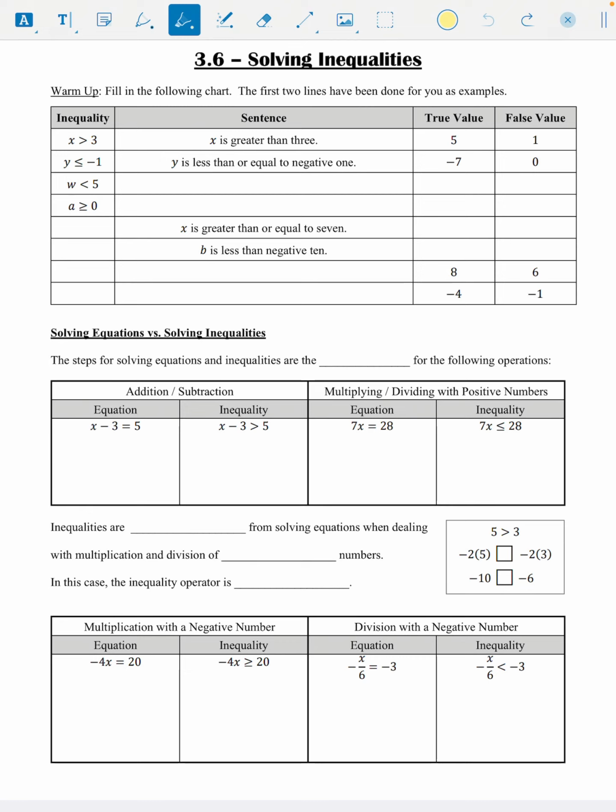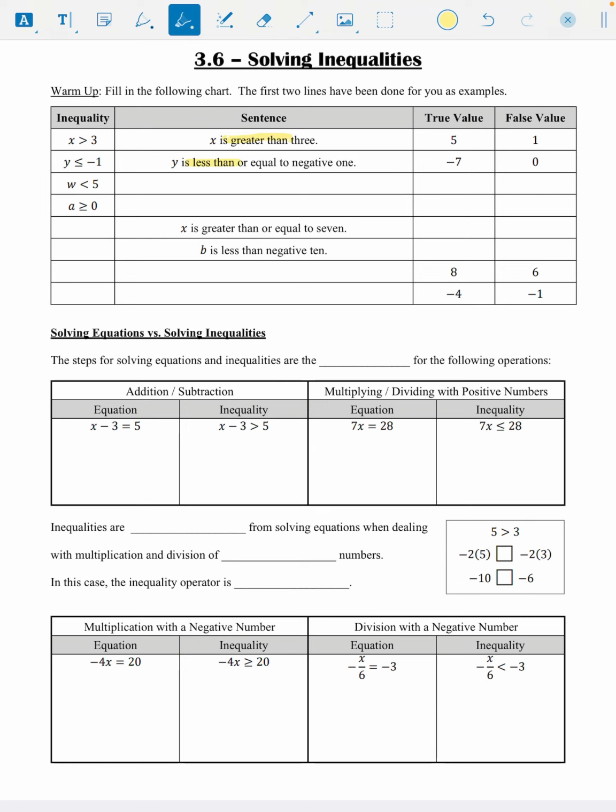So the first line, the sentence says, x is greater than 3. And the second line, it says that y is less than or equal to negative 1. So I want you to pay close attention to the fact that in the first line, it says that x is greater than, and in the second line, it says that y is less than.